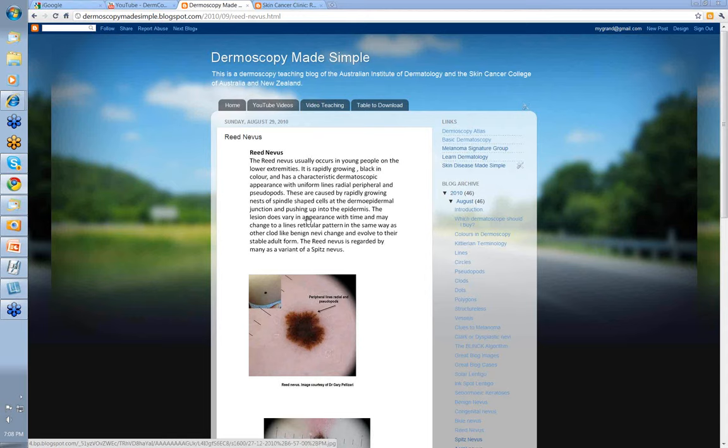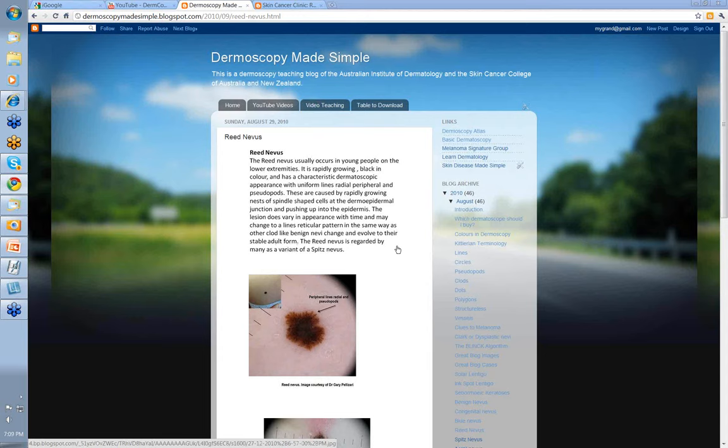This lesion does vary in appearance with time. It's like other nevi. They evolve, they change. So they will change with time, and eventually you may lose this pseudopod and lines radial pattern and develop into a lines reticular pattern, the same way as other clod-like benign nevi change and evolve to the stable adult form.